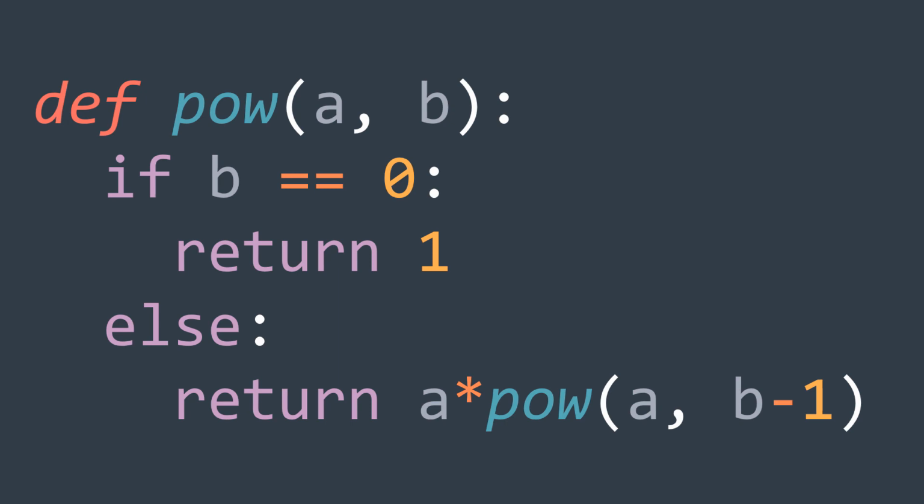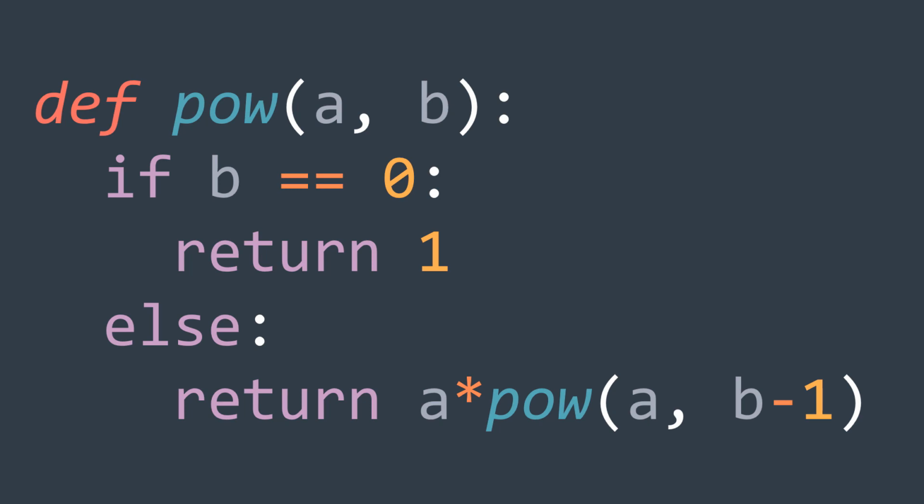But as you can see, the recursive call isn't the last thing done in the function. We have to go back to it, perform the multiplication by a, and return. Now pause the video and try to turn it into a tail recursive function. Okay, let's see the solution.